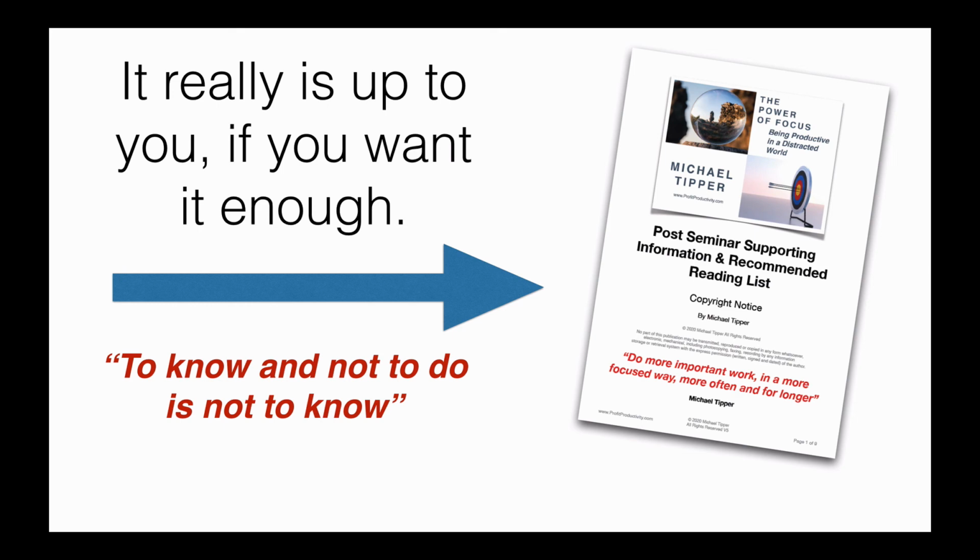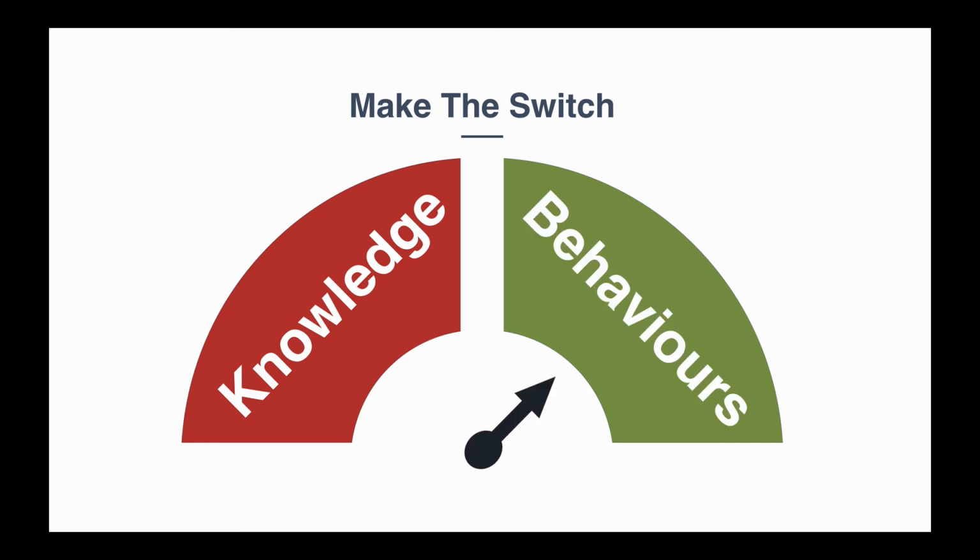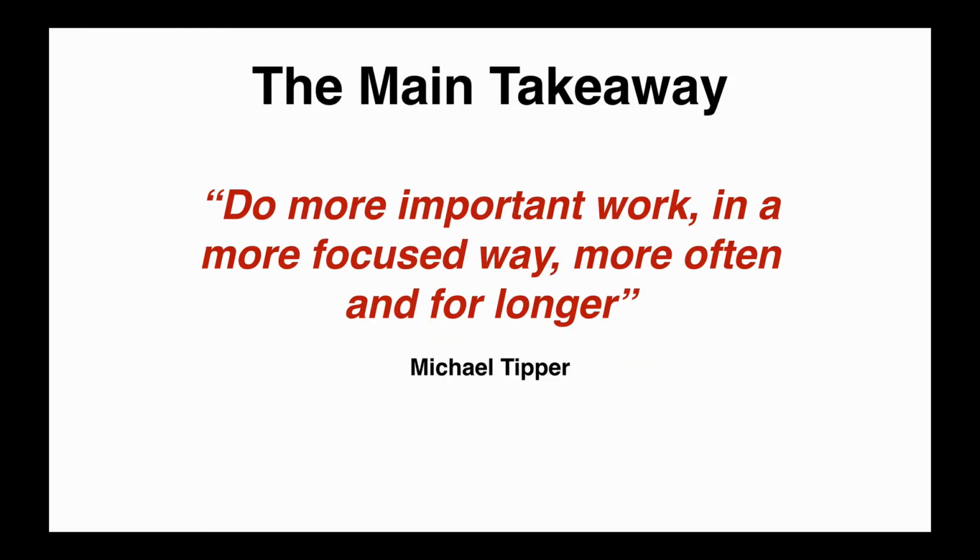You've really got to start doing stuff with it, which is why I made the statement at the very beginning of our session. I want you to switch from gathering knowledge to making and changing behaviors. That's how you'll start to benefit from this information. So remember, the main takeaway: do more important work in a more focused way, more often and for longer. That's it. That's the key thing. That's what I was trying to get you to do. If you do that, more of that, you're going to get more things done, because that's what it's going to take to start creating value in your working environment.